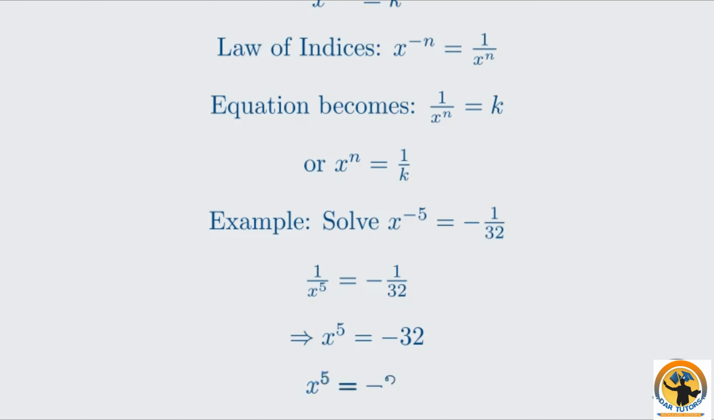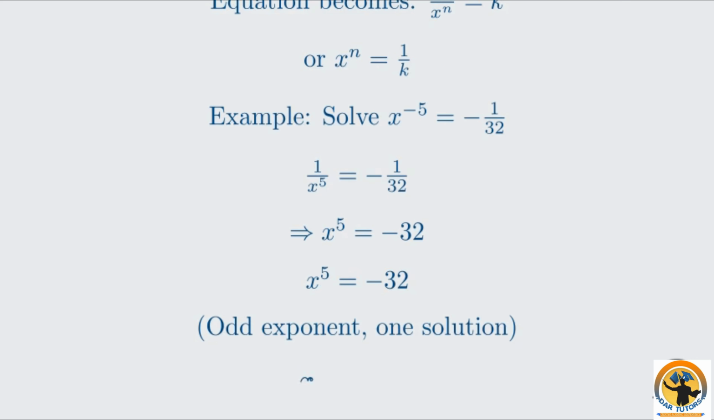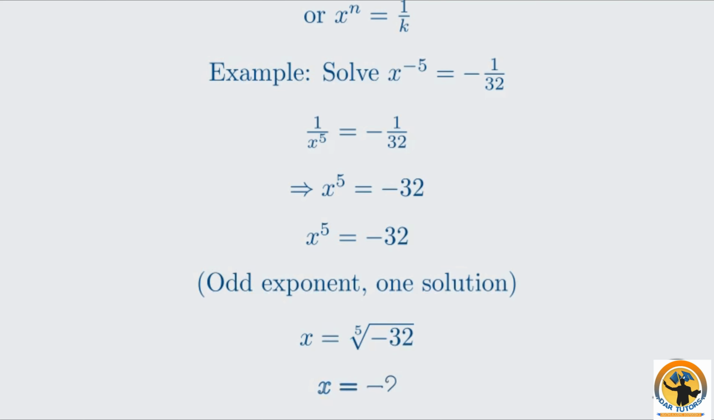Now we have a standard power equation. The exponent n is 5, which is an odd number. Therefore, there will be one real solution. We find it by taking the fifth root of negative 32, which is negative 2. So our solution is x equals negative 2.